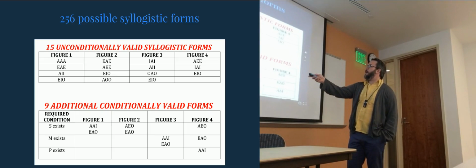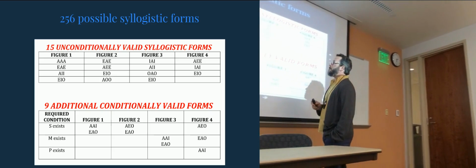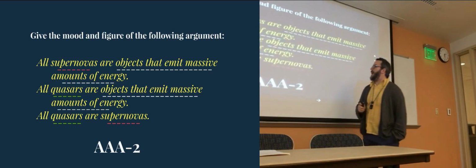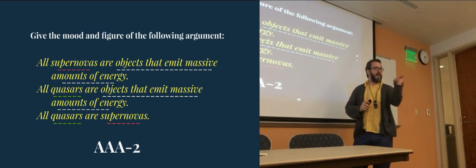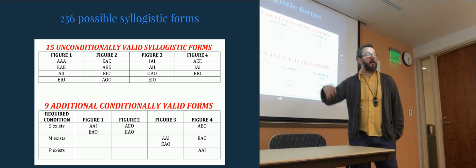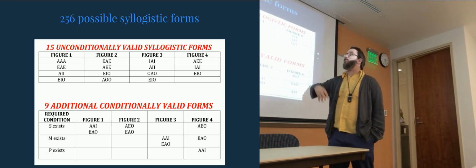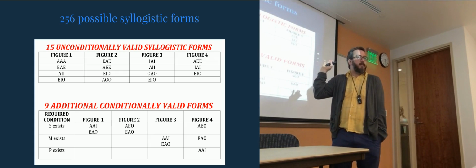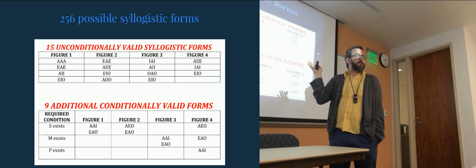Let's look it up. EIO1. There it is. Yep, EIO1. Good. What about that last one? AAA2? We said that one is not valid because it doesn't appear anywhere on this chart that has all of the valid categorical syllogisms. Get how that works?